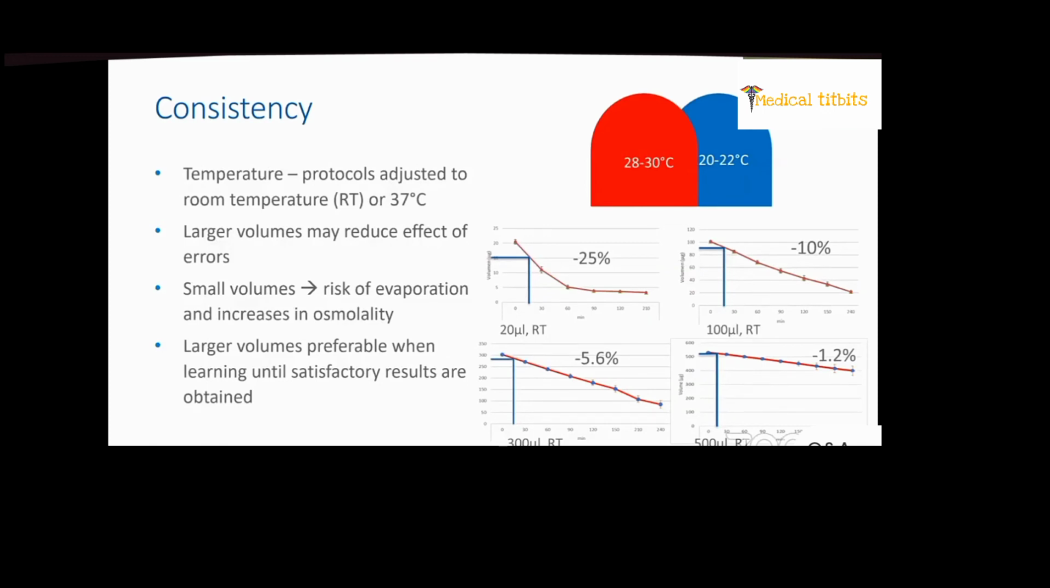Hence, it's important to determine optimal timings within different laboratories by observing the mean time taken for oocytes and embryos at different stages of development to re-expand to 90% or more of their original volume after placement in equilibration solution. As previously stated, volumes are very important. Larger volumes may reduce the effect of errors. Remember that when dealing with small volumes, you increase the risk of evaporation and increased osmolality in the solution. It's better to start with large volumes during the learning phase until satisfactory results are obtained.